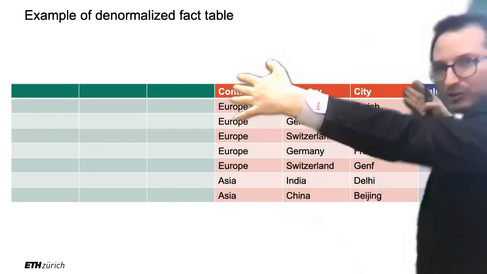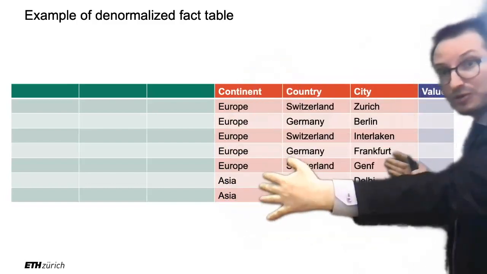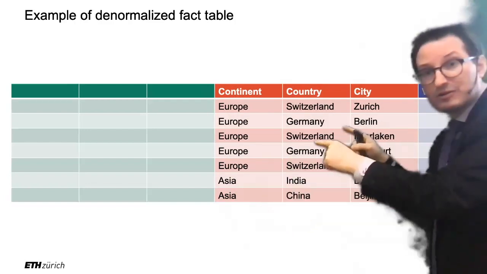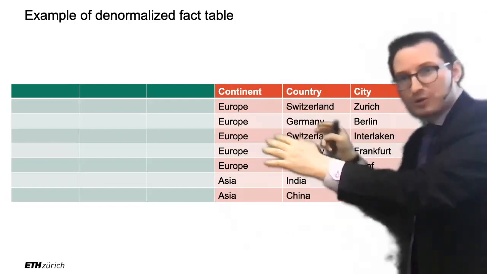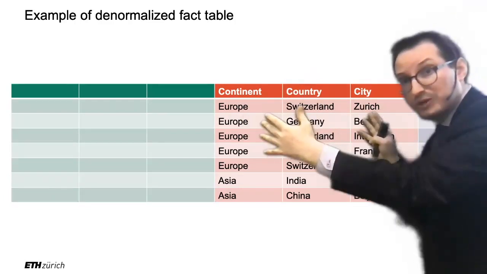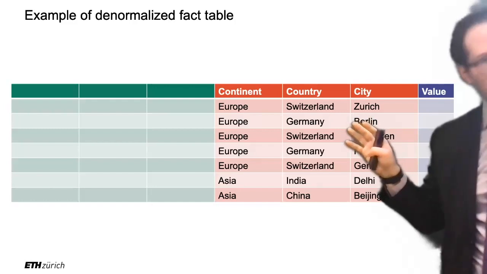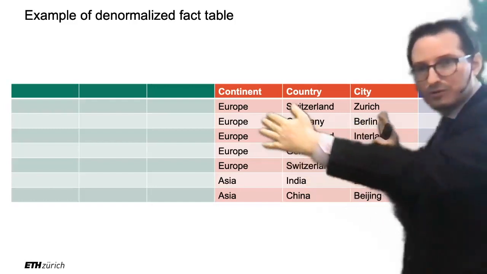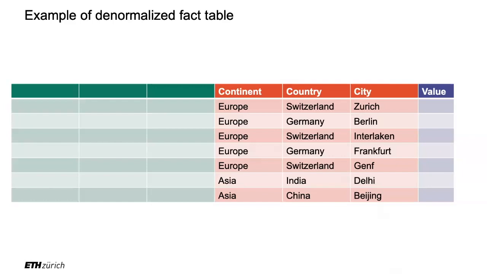But you need to be careful because they belong together, right? There is a functional dependency here, right? Switzerland is always in Europe and so on. So these three columns are really the same dimension. They are not orthogonal to each other like the product, the salesperson, or the time would be orthogonal. So this is really a denormalized fact table. For whom is that clear?